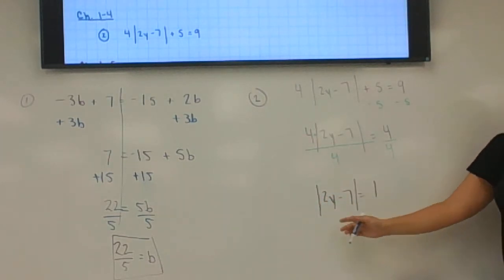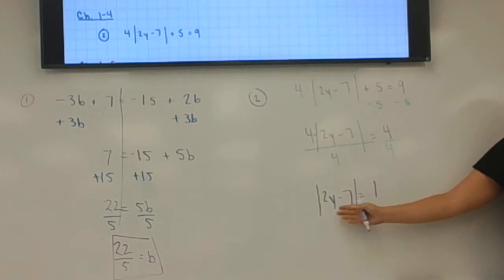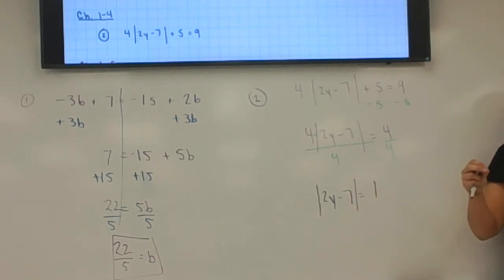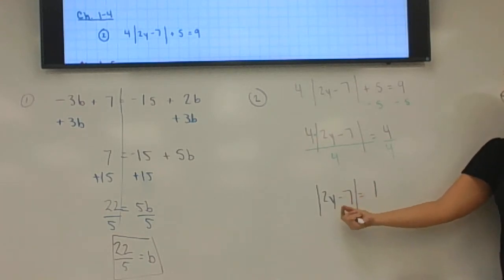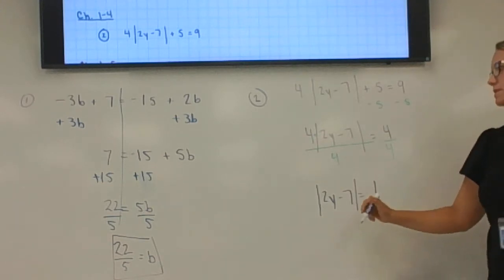So now we know that the absolute value of this expression is 1. So we know that this expression is exactly 1 unit away from 0. It might be a positive 1 unit away. It might be a negative 1 unit away. We're not sure because the absolute value is making it just look like a positive 1. So we need 2 possibilities.